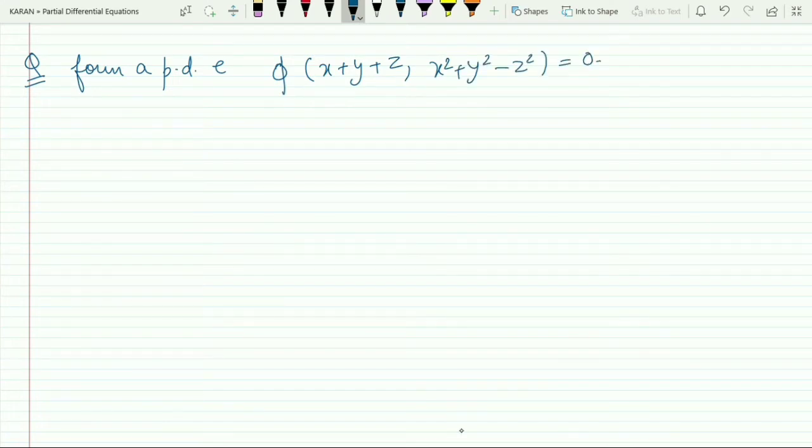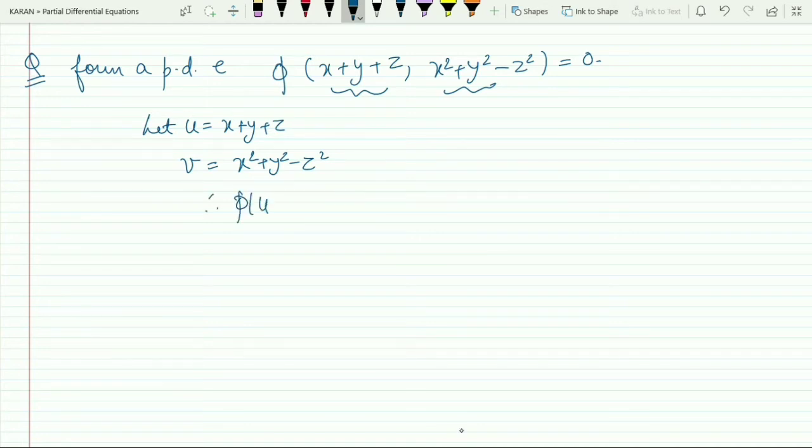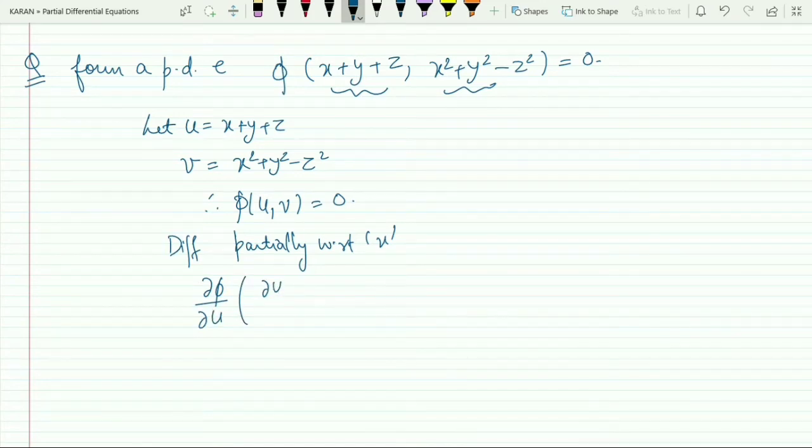So clearly you can see this is my u and this is my v. So let u equal x plus y plus z, and v is x square plus y square minus z square. And so therefore phi, a function of u comma v, is equal to 0. Now just partially differentiate phi with respect to x. So ∂phi/∂u, and u is a function of x, y and z, so it will be ∂u/∂x into ∂x/∂x, and the second term will be 0, and the last term will be p times ∂u/∂z.